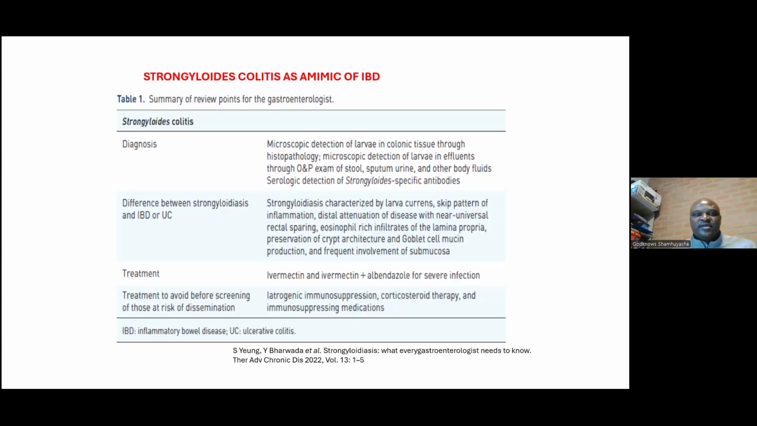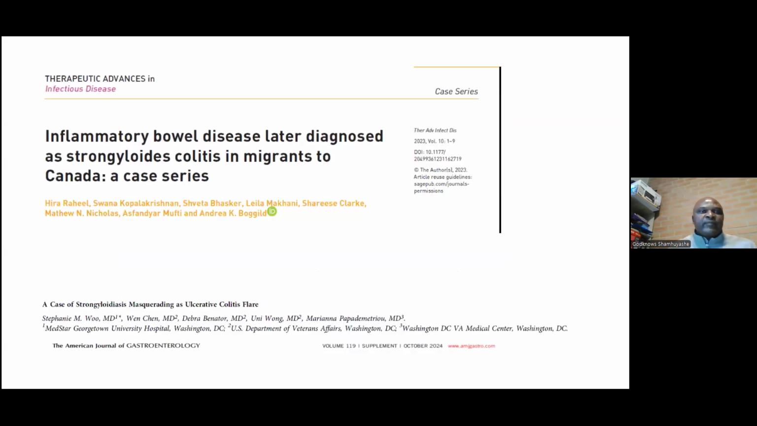So these are some of the findings which you may find on histology of patients whom we are suspecting of strongyloides colitis, of which treatment to avoid before screening for those patients who are at risk of dissemination is iatrogenic immunosuppression, corticosteroid therapy, and immunosuppressive medication. Like in the previous case, which I alluded to, they had to wait for the histological results, which doesn't take time before they could start the patient on treatment, as the suspicion of a parasitic infection was raised, and she never got steroids luckily. So IBD, though it was in the picture, she was not started on any immunosuppression for that.